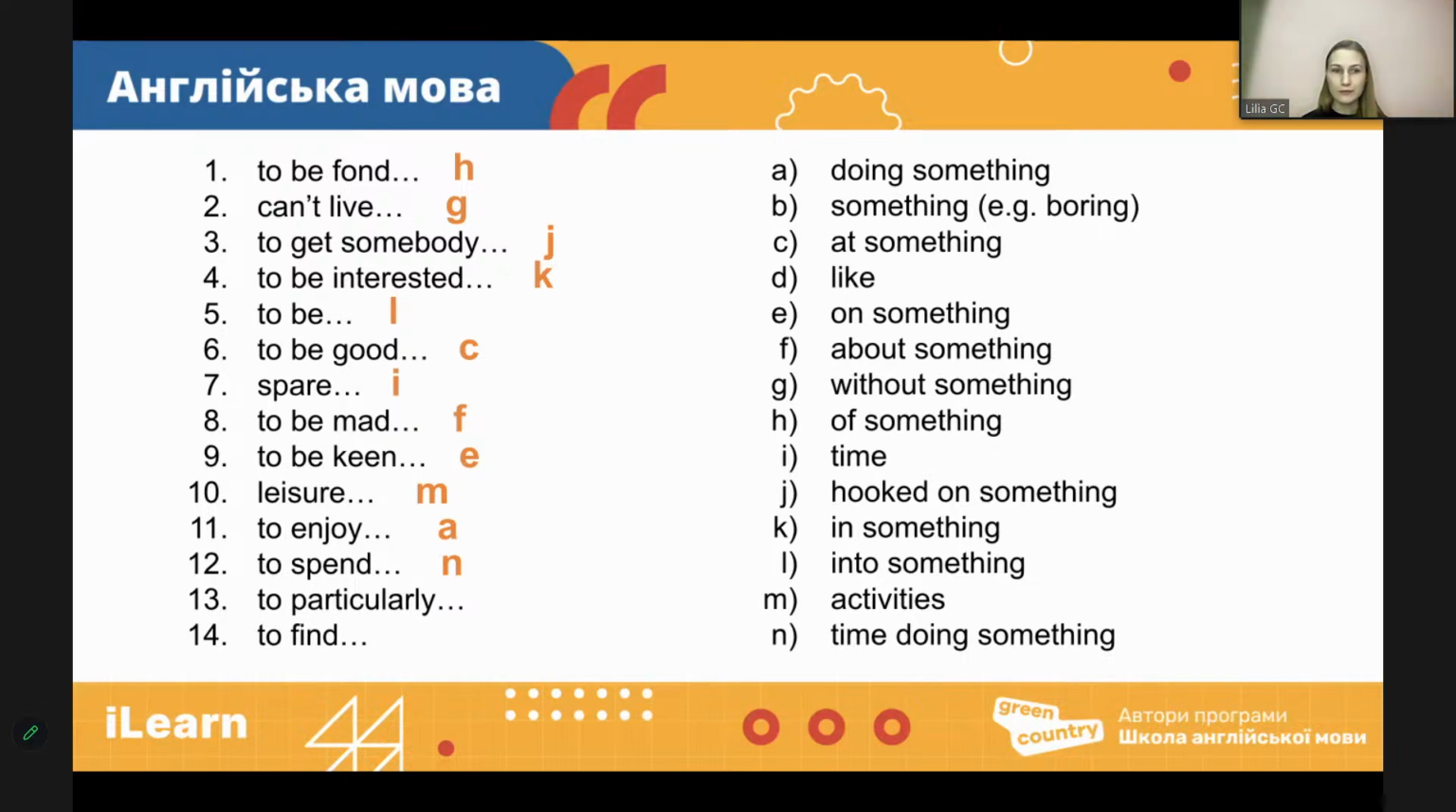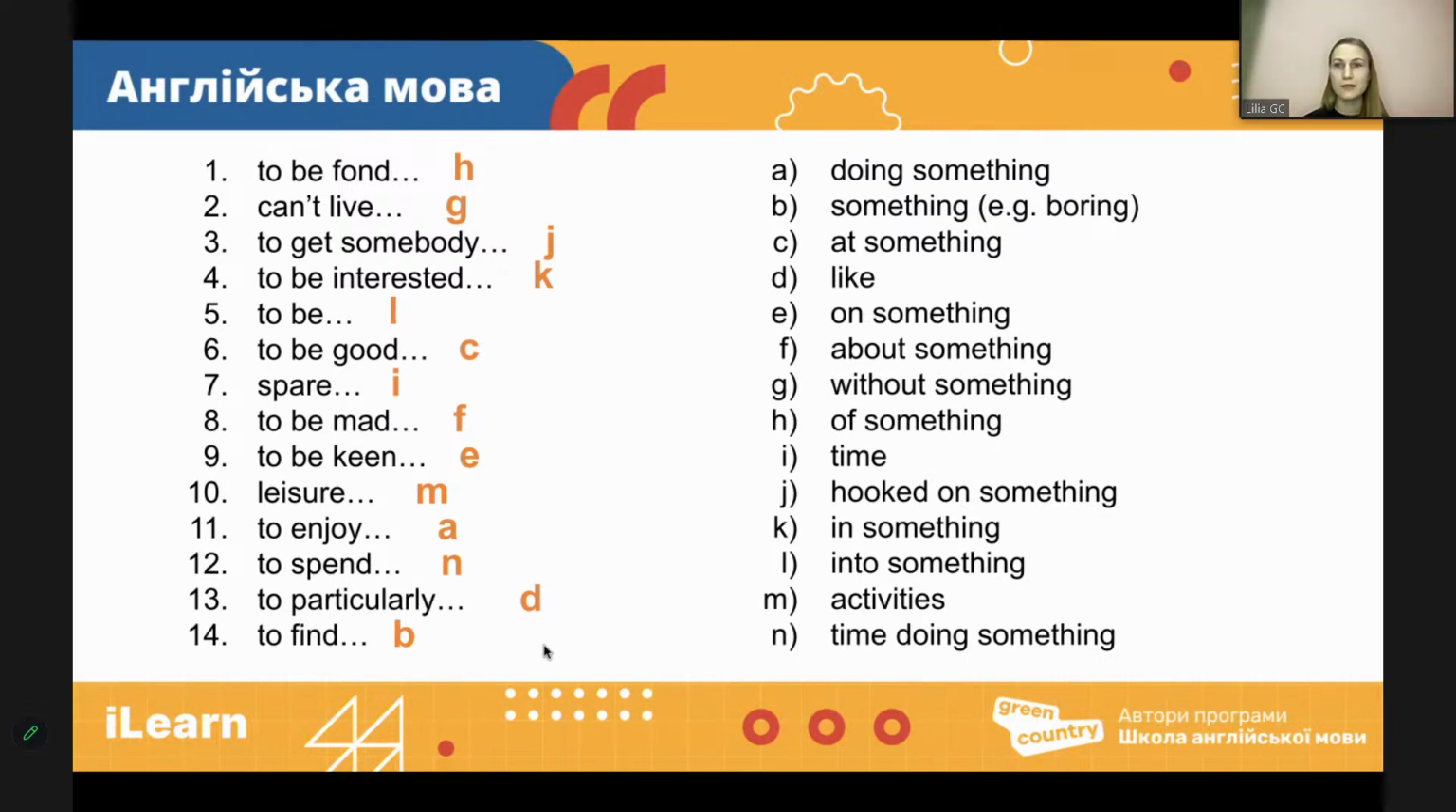Number 13. To particularly like something. Особливо любити. I particularly like chocolate ice cream. Я особливо люблю шоколадне морозиво. Like, it's the thing that I prefer. Okay, I can see some answers. So, I spend time sleeping or studying at school. Yeah, all right, preparing to NMT. I understand you guys. Number 14, I think that should be obvious.